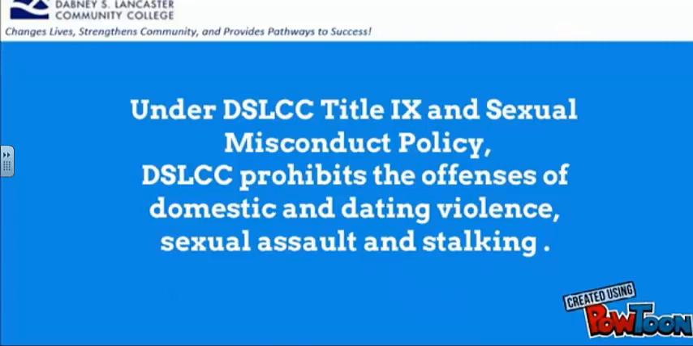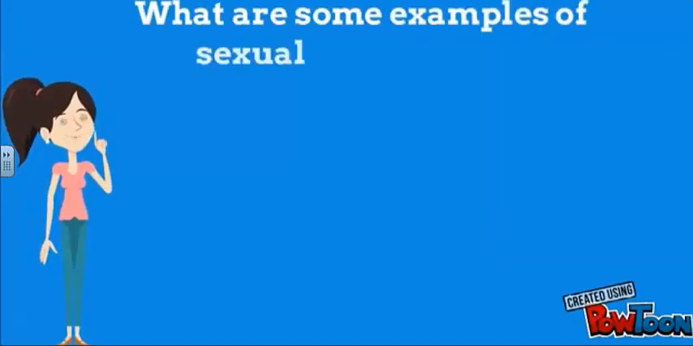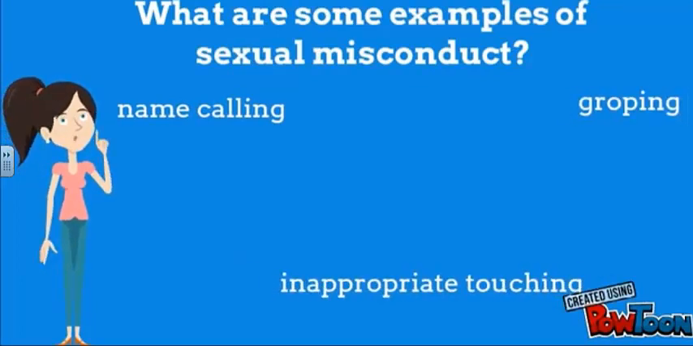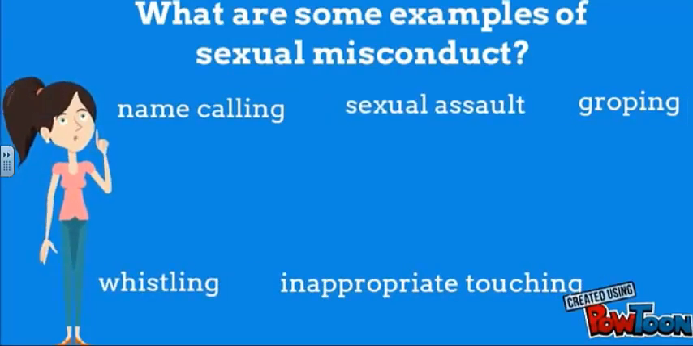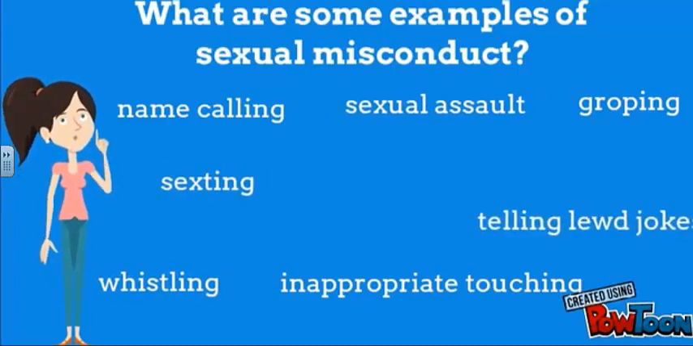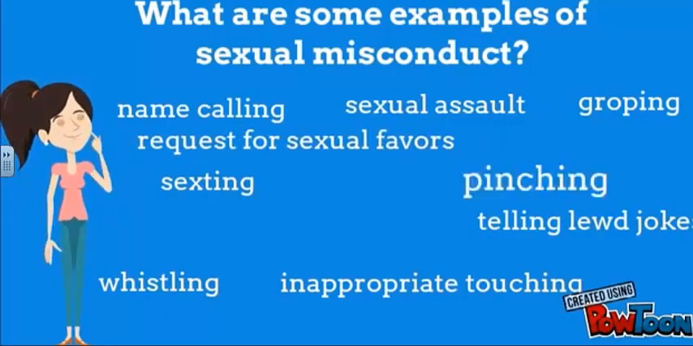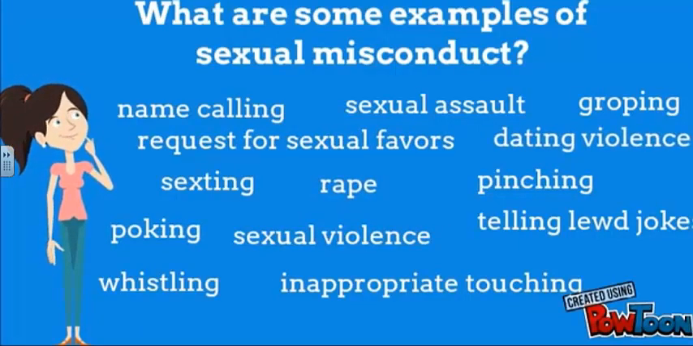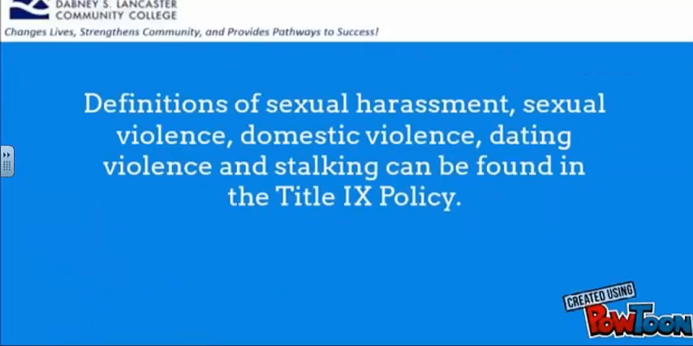Some examples of sexual misconduct include name-calling, inappropriate touching, groping, whistling, sexual assault, sexting, telling lewd jokes, requests for sexual favors, pinching, poking, sexual violence, rape, and dating violence. Definitions of sexual harassment, sexual violence, domestic violence, dating violence, and stalking can be found in the Title IX policy.